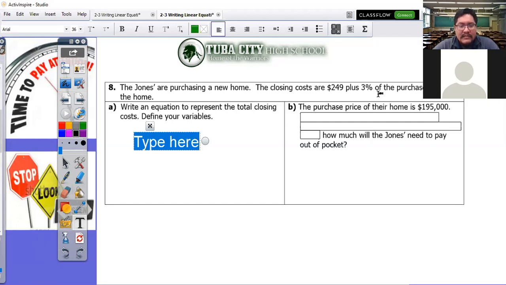Define your variables. Now in this case, I'm going to use f of x, just because we were talking about function notation earlier. So let's use f of x. And again, you could still use y. Now we have to write the equation. So the next thing is to put 3%.